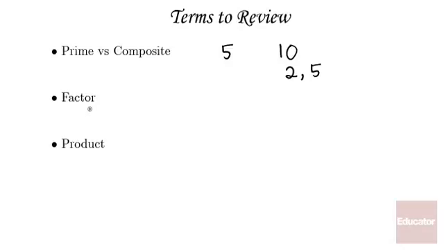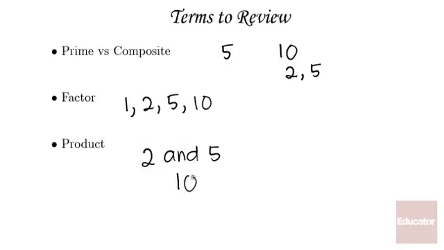So a factor then would be all the number parts that go into a given number. So if we have, again, 10, the factors would be 1, 2, 5, and 10. These are all considered factors of the number 10. Product. Product is a number where we multiply numbers together. So the product of 2 and 5 is 10. So for product, you just multiply the numbers together.